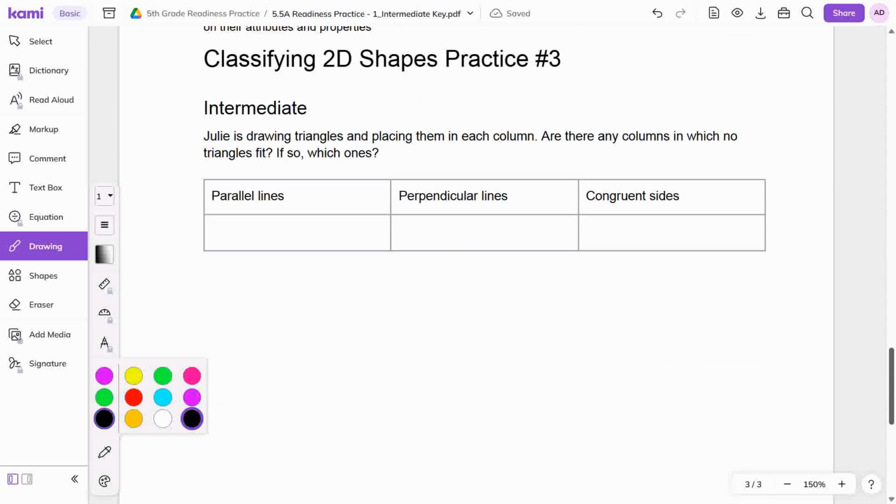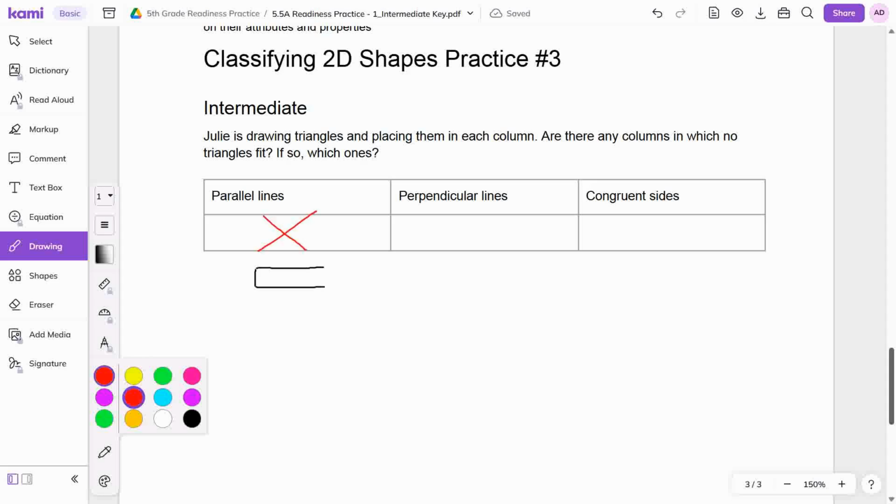All right, so Julie is drawing triangles and placing them in each column. Are there any columns in which no triangles fit? If so, which ones? Okay, so triangles, can I draw triangles with parallel lines? All right, so parallel lines look like this. Can I make that into a triangle? No. The closest I can do is make that into a rectangle. That's as close as I can get. So I'm going to put a big X here.